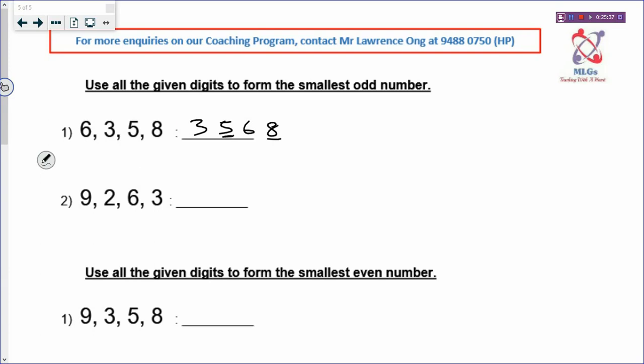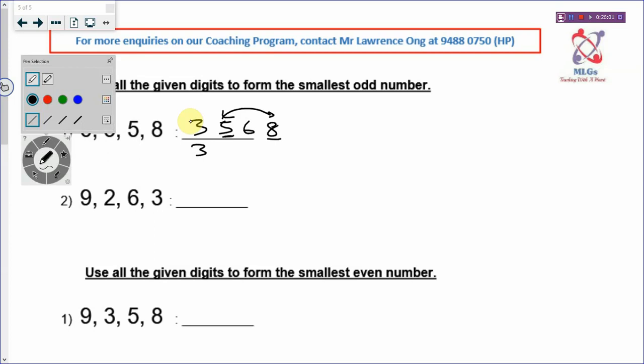Alright, why not 3? Because I want the smallest number. So my number must start with the smallest digit, which is 3 already. So I will take the other odd digit, and I have to switch place. Alright, switch place with the even at the back. So I got 3. Alright, so what do you do? Okay, by the way, not switch place, right? I'm not going to switch place. So what I'm going to do is, okay, it's not switching place. So let me just erase this part. So let me just reteach this part again.